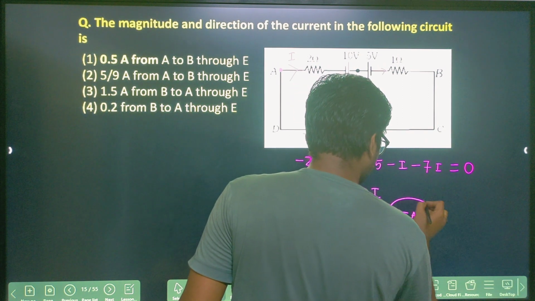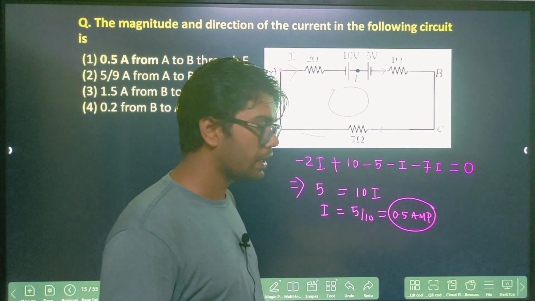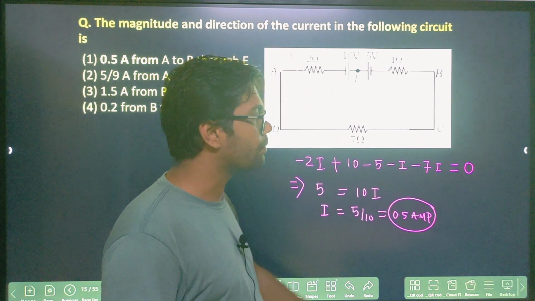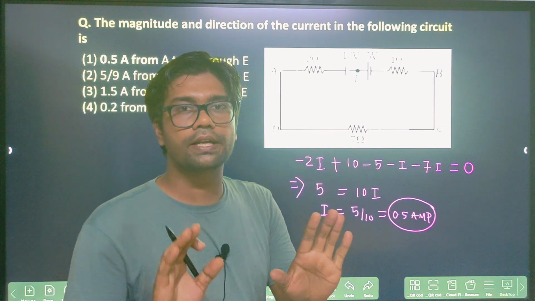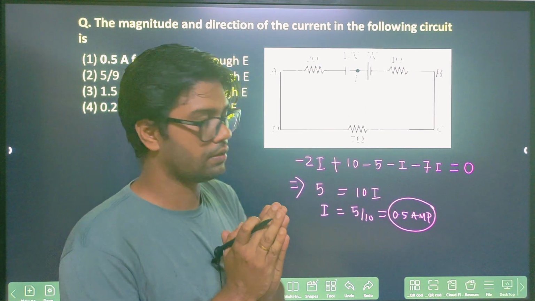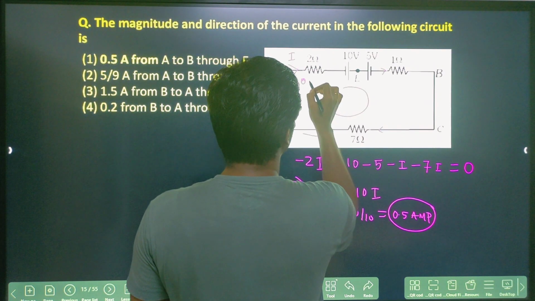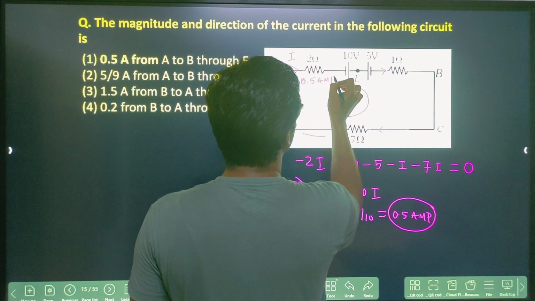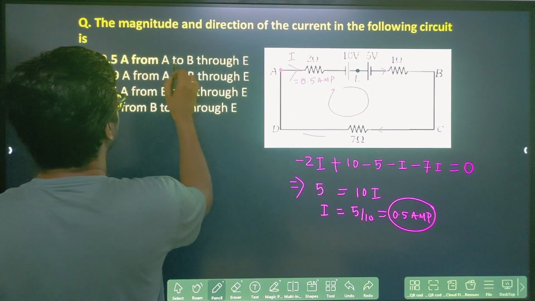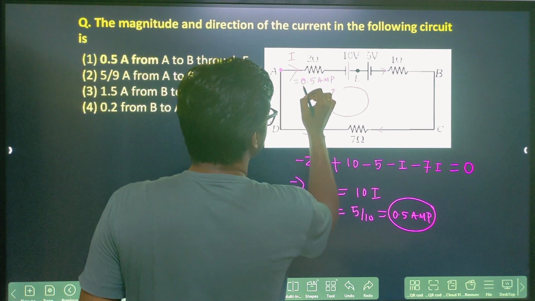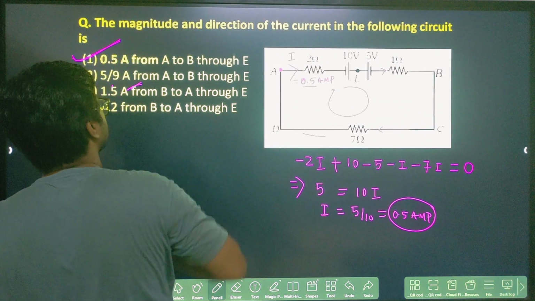The current is coming as positive here. See, the current is coming as positive. If the current is coming as positive, that means whatever direction you have assumed is correct. Clear? So you can say that the current will be 0.5 ampere along this direction. Now check the options. First option, 0.5 ampere from A to B through E. This is true, that is correct. So option number 1 is correct.